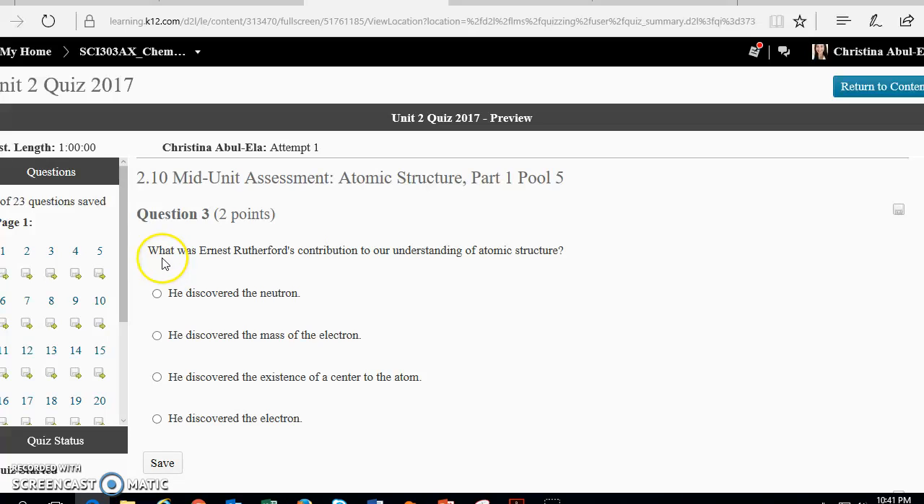Question 3. What was Ernest Rutherford's contribution to our understanding of atomic structure? He discovered the neutron. He discovered the mass of the electron. He discovered the existence of a center to the atom. He discovered the electron.